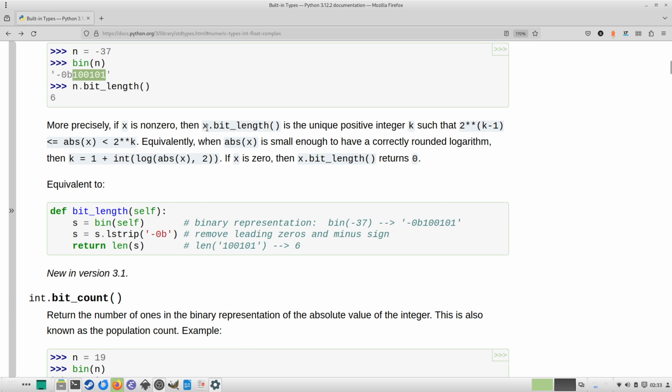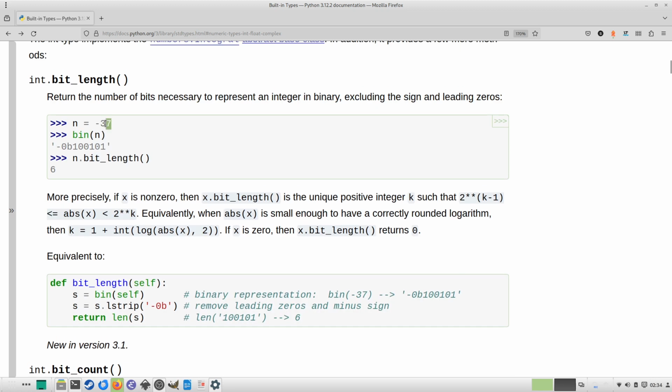If x is non-zero, then x.bit_length() is the unique positive integer k such that 2 to the power k minus 1 is less than or equal to absolute of x, which is less than 2 to the power k. Equivalently, when absolute of x is small enough to have a correctly rounded logarithm, then k is equal to 1 plus int(log(abs(x), 2)). This is base 2, the absolute value base 2. If x is 0, then x.bit_length() returns 0.